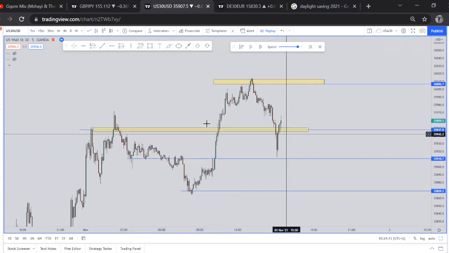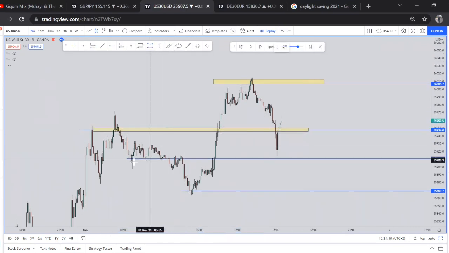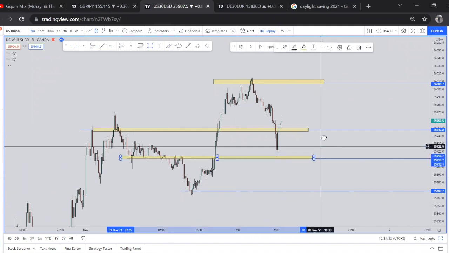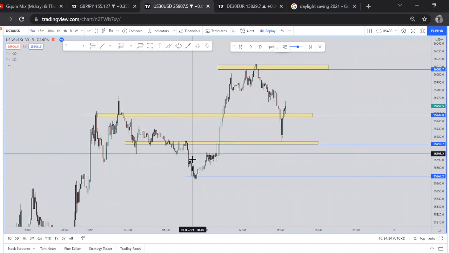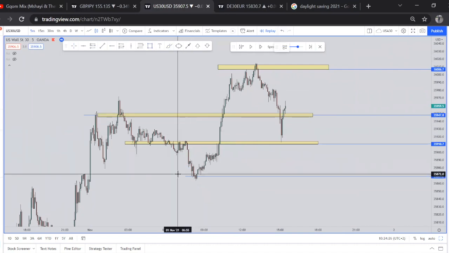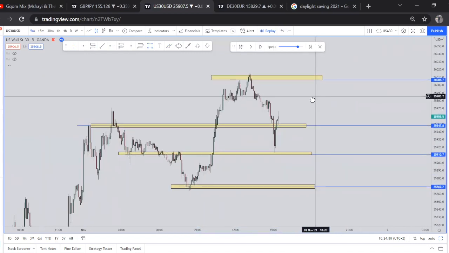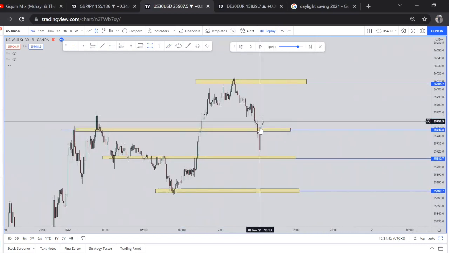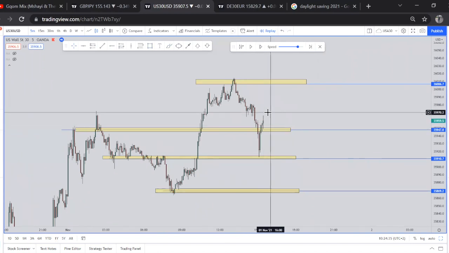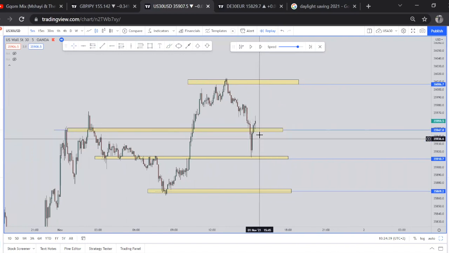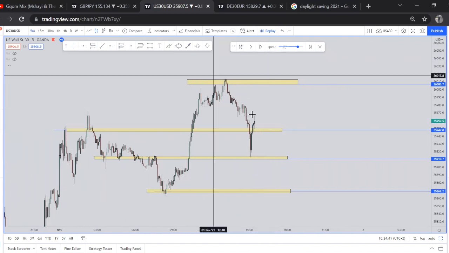Super, super nice and simple. And then I do have this area out here, which was respected by price, super, super nice. And this is the last one that I'm gonna take. So, guys, you can literally see now that we are trading above this area. When we are trading above this area, that's what we wait for.